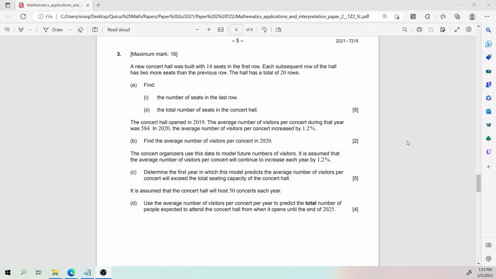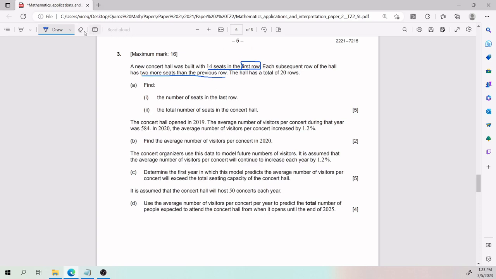All right, so for this first one, we have that a new concert hall was built with 14 seats in the first row, and each subsequent row of the hall has two more seats than the previous row. The hall has a total of 20 rows. For part A, part 1, we need to find the number of seats in the last row. And so first things first, we need to identify what is going on here.